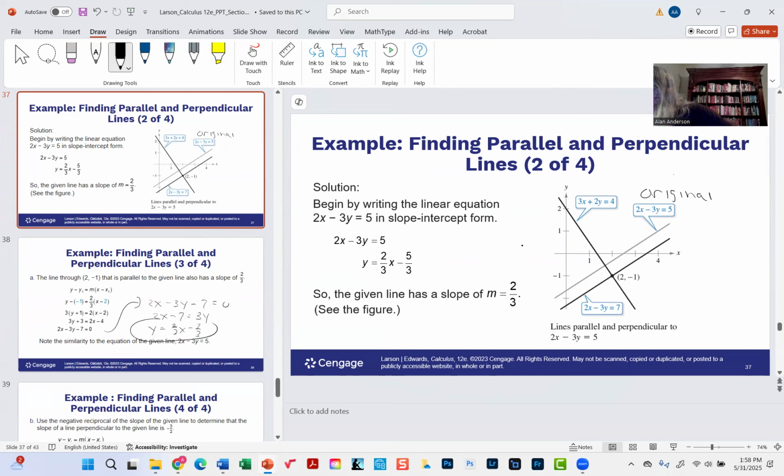So what they wanted us to do is find a line that's parallel and crosses the point 2, -1. And then here they wanted a line that's perpendicular, but also crosses the point 2, -1. And that's what this was all about.